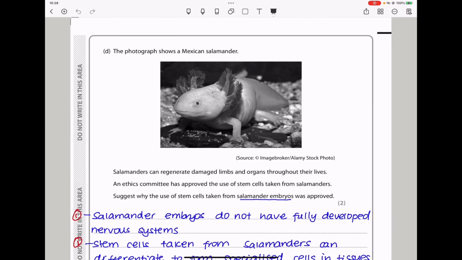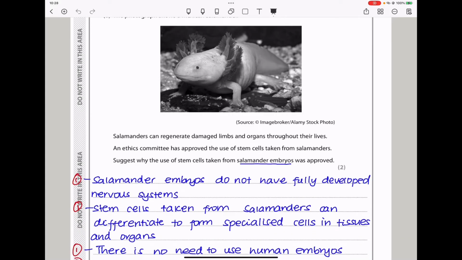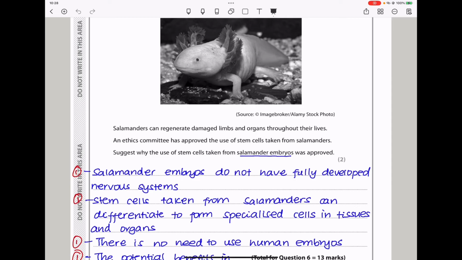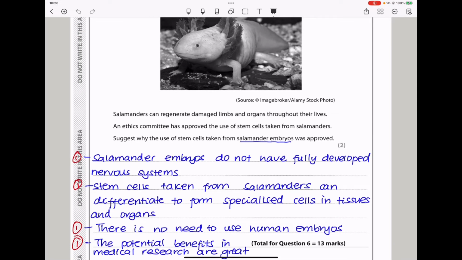Moving on. Here they say the photograph shows a Mexican salamander. Salamanders can regenerate damaged limbs and organs throughout their lives. An ethics committee has approved the use of stem cells taken from salamanders. Suggest why the use of stem cells from salamander embryos was approved. If they're approved, it means the salamander embryos do not have fully developed nervous systems, so they will not feel the pain. Also, stem cells taken from salamanders can differentiate to form specialized cells in tissues as well as organs. When we use salamander embryos, it means the need to use human embryos can be done away with. And also, the potential benefits outweigh the disadvantages.